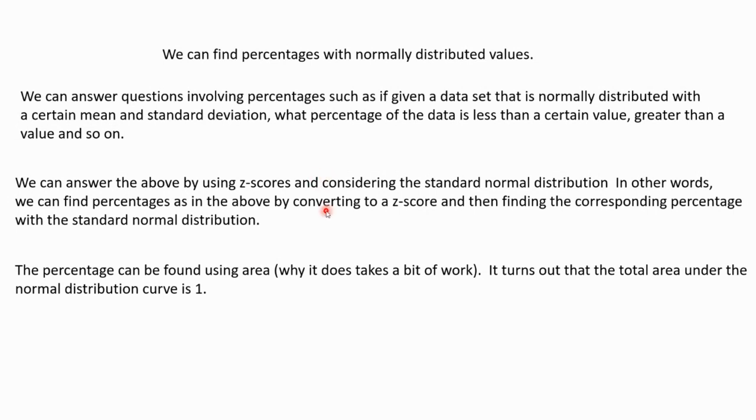Basically, the way we're going to solve this kind of problem is described in the second paragraph. We could use Desmos, but we are basically going to convert to a z-score and then answer the question for the special case of the standard normal distribution. It boils down to looking at area. It does take a little work to see why we can just focus on area, but it's just based on area. That's why I presented the empirical rule again, to remind you of that.